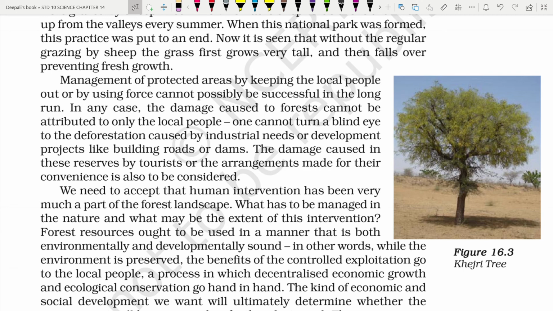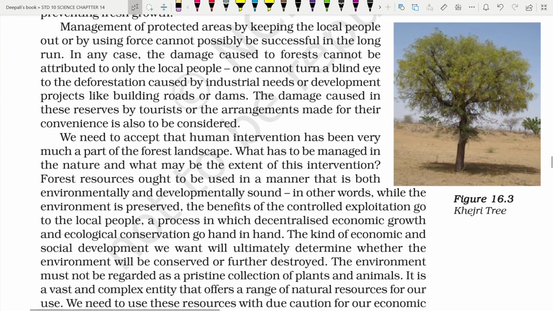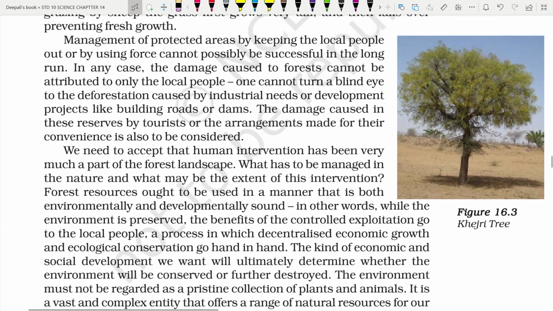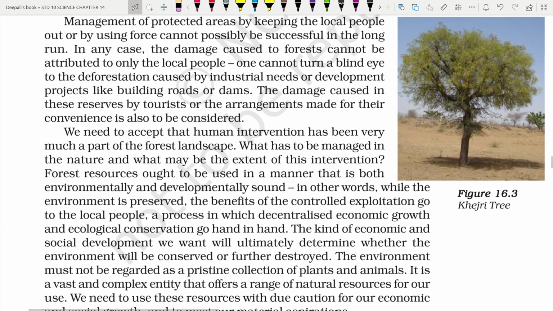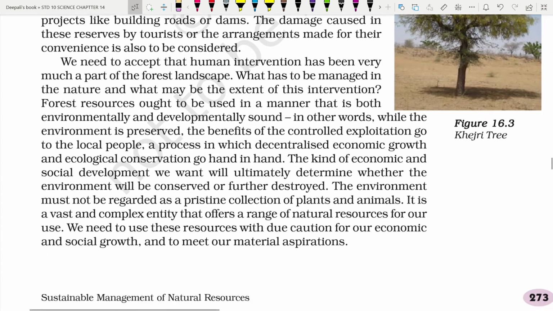In any case, the damage caused to forest cannot be attributed to only the local people. One cannot turn a blind eye to deforestation caused by industrial needs or development projects like building roads or dams. The damage caused in these reserves by tourists or arrangements made for their convenience is also to be considered. So we can even understand how forest management should be practiced rather than just building roads or dams. The forest conservation is an important step.